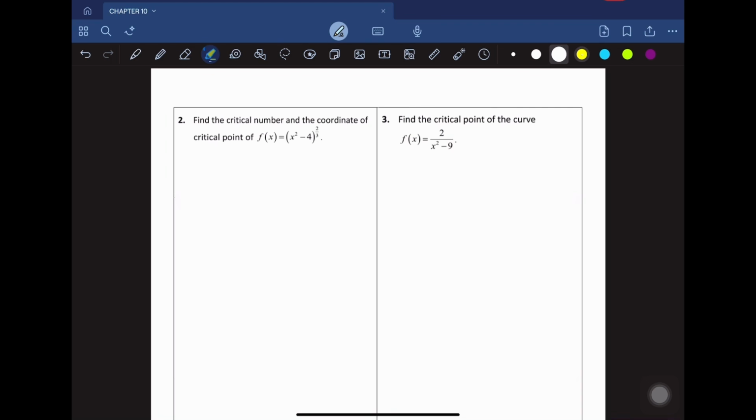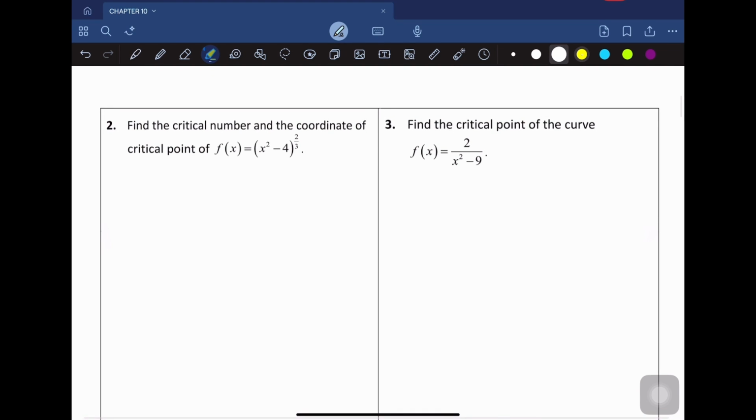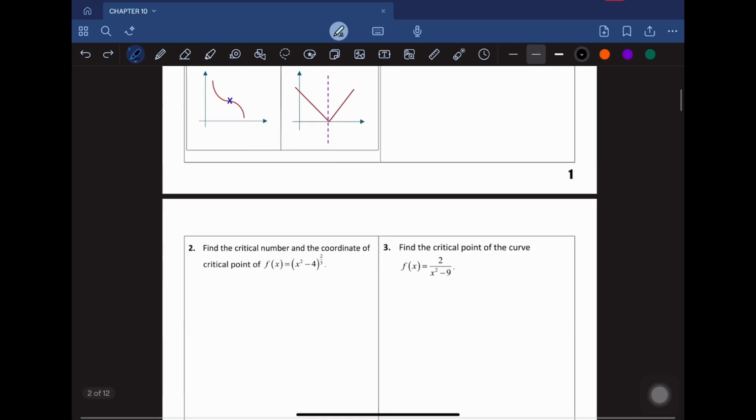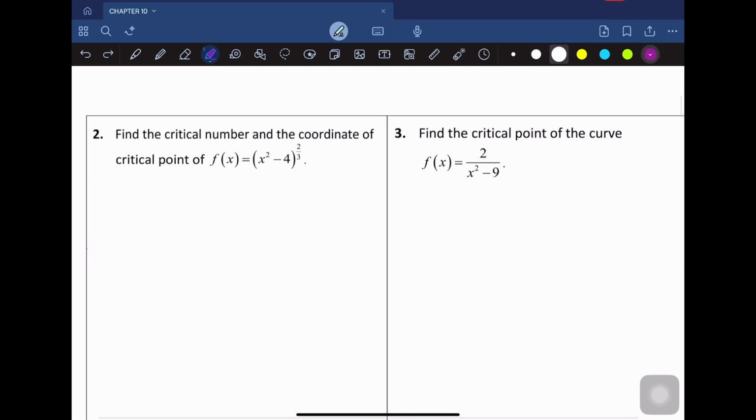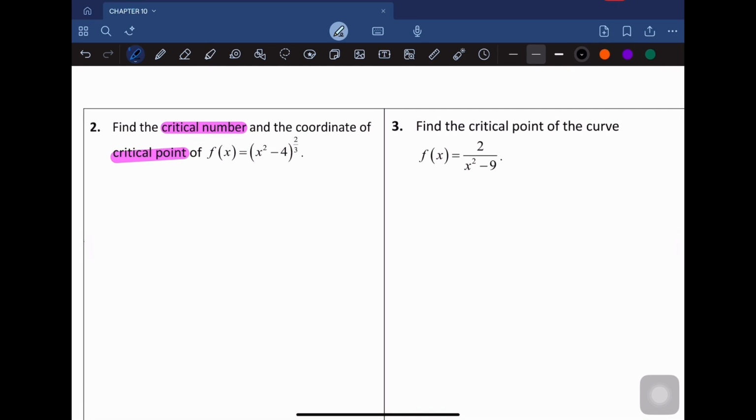Okay guys, so now for example number 2. The question asks us to find the critical number. Remember, critical number is a value. Look back at your notes, critical number is the value of x. Okay, so critical number, and then the coordinates of the critical point. So basically, the question asks us to find the value of x first, and then you just have to find the x, y for the critical points.